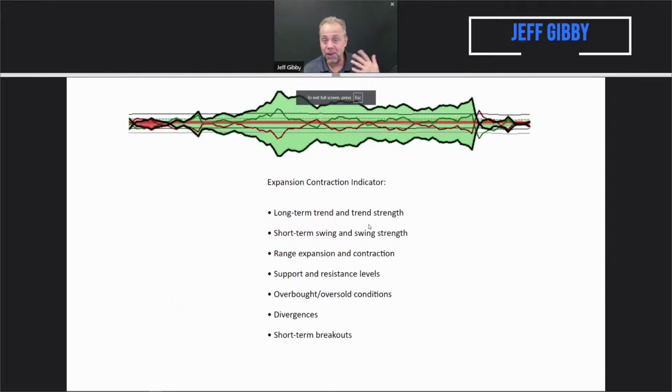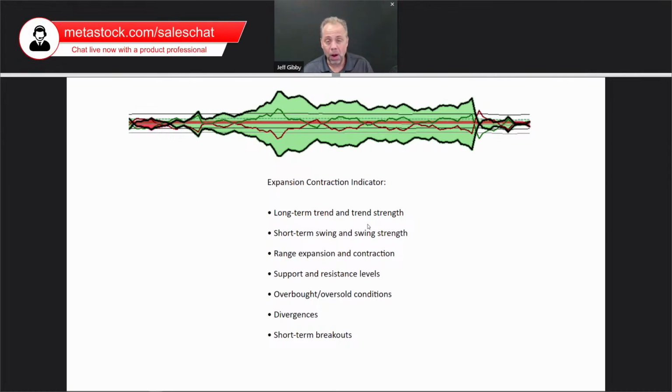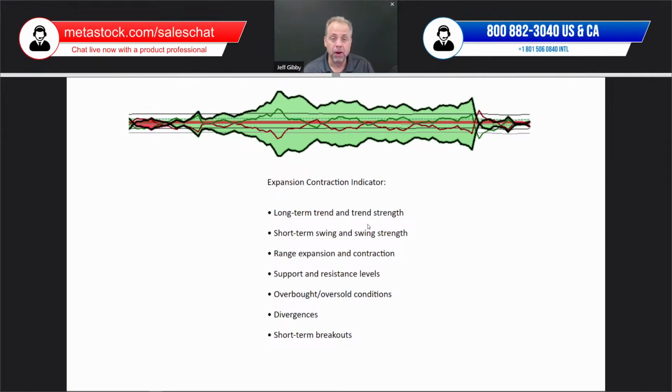So again, just to recap what it covers, all of this can be done with the indicator. The expert advisor helps you organize it and put it together. You can scan for it. It does have a system test. We included tests so you can test and see how well it works. But just this one indicator is going to help you understand the long-term and short-term trend strength, whether the range is expanding or contracting, where support and resistance levels are, and overbought, oversold conditions. You can look for divergences with it, and you can see where the short-term breakouts are.